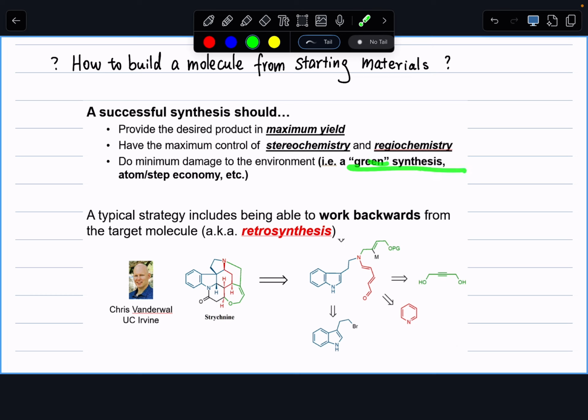Green synthesis is a little bit beyond the 30A level. Some of our reactions are used, but most of them are not actually used in modern organic chemistry labs nowadays. But as organic chemists, we still want to make sure we're using green synthesis as much as we can.